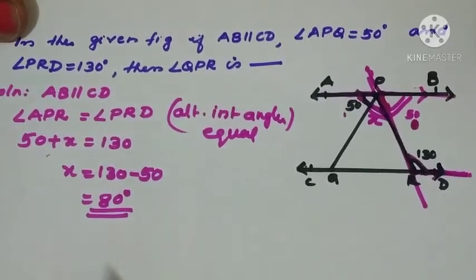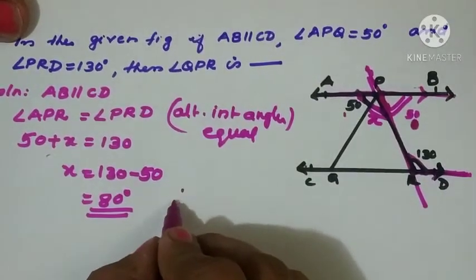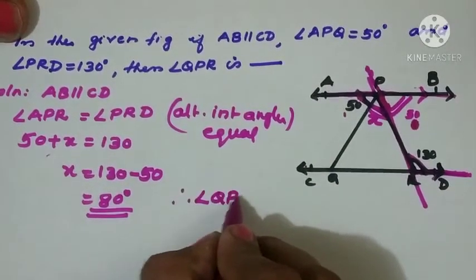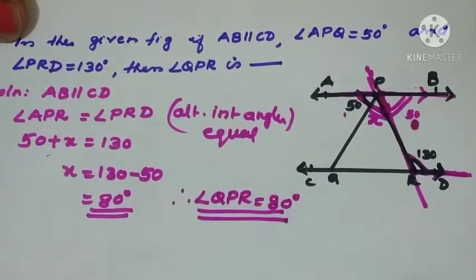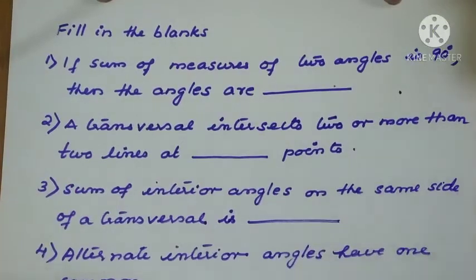So here we got x as 80 degree. That means angle QPR equal to 80 degree. Okay.